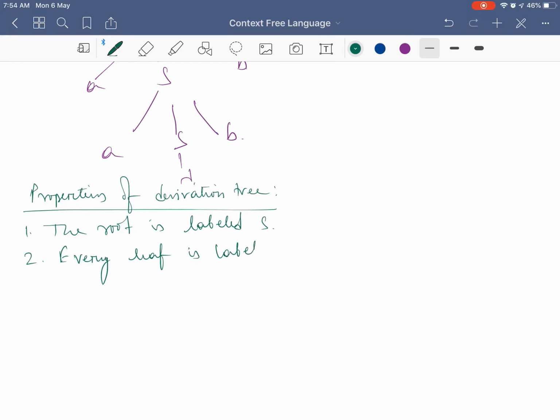Every leaf is labeled from T union lambda.